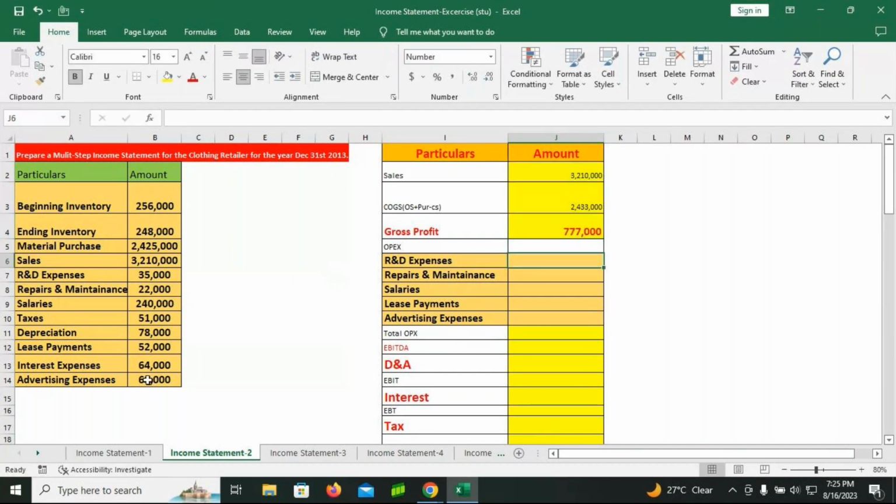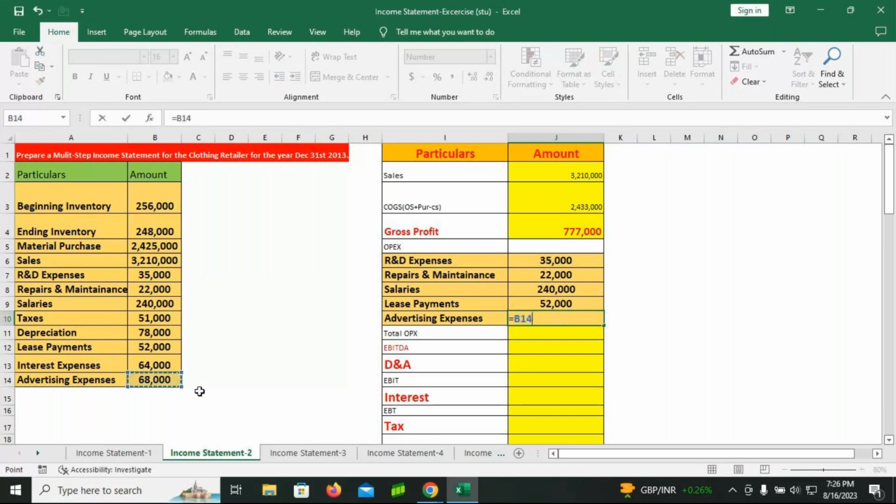R&D expenses are 35,000. Repair and maintenance, 22,000. Salaries, 2,40,000. Rent, 52,000. Advertisement expenses, 68,000. Alt equals, and I'll get my total operating expenses. EBITDA is equal to gross profit minus total operating expenses.